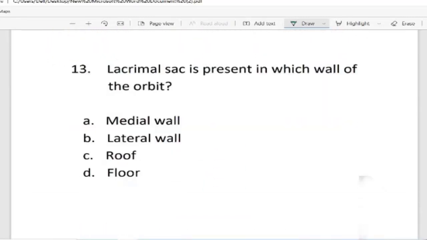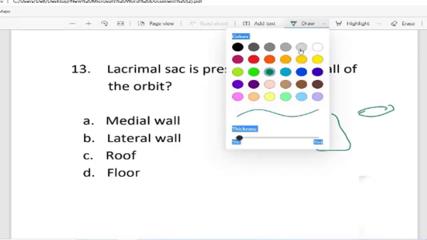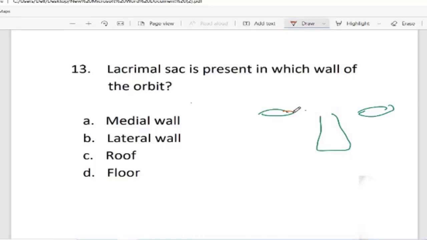Okay. Next question. Lacrimal sac is present in which wall of the orbit? Very simple. Suppose these are 2 eyes. This is my nose. So what is a lacrimal sac? We all know in the eyes there are upper canaliculi and lower canaliculi forming the common canaliculus. From that comes the lacrimal sac, and by means of the nasolacrimal duct, it drains into the inferior meatus of the nose. So this is my lacrimal sac, and these are my eyes.